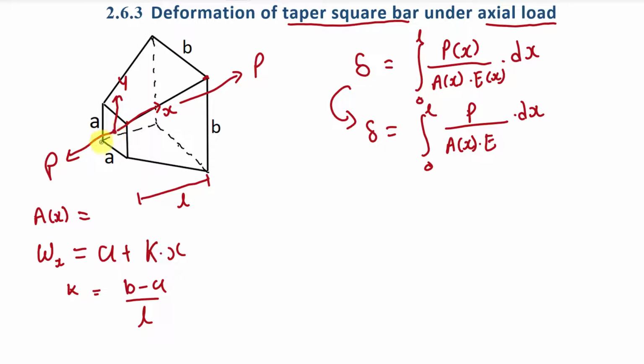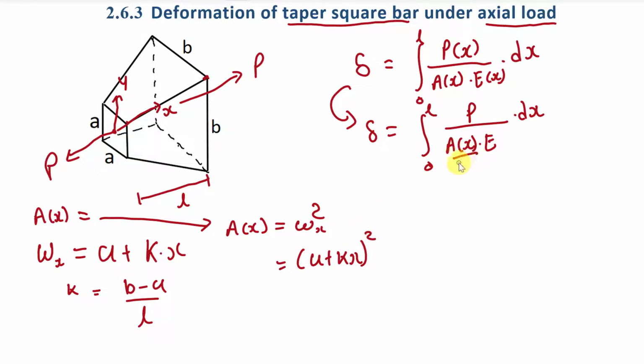At x equal to 0, Wx is a, and at x equal to L, Wx is b. So you will get this equation. And from here we can get the value of area as a function of x. Area as a function of x will be Wx square, so it will be (a plus kx) square. So now we have Ax, and we have to put this here.